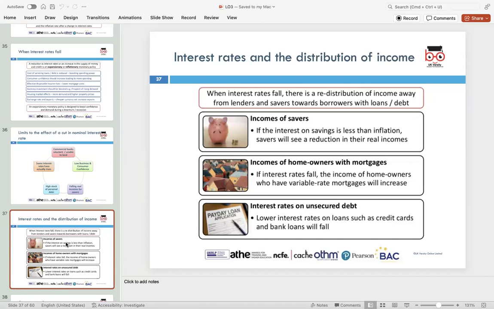Income of homeowners with a mortgage. Homeowners who have mortgages with variable interest rates will see a boost in their income if interest rates continue to decline. Interest rates on unsecured debts: there will be a decrease in the interest rates on loans such as bank loans and credit card loans.